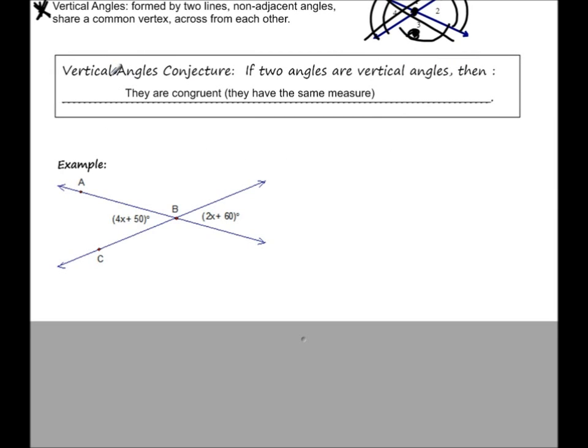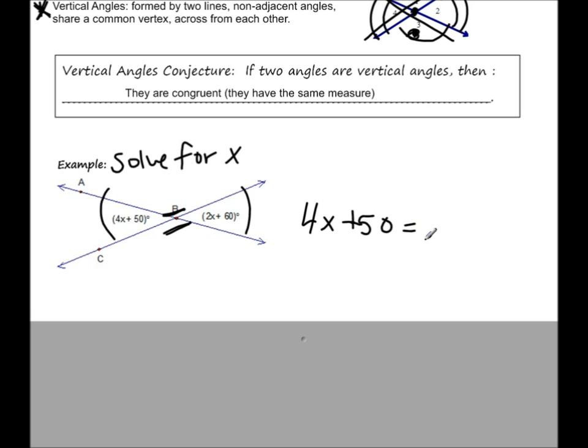Okay, so we're going to take the definition of vertical angles and the fact that they are congruent and apply that into a scenario. So we're going to solve for x on this example. So like I said, vertical angles are congruent. So we're going to take that and put it into algebra to solve for x. We're going to put an equal sign in between the two angles. So 4x plus 50 equals its vertical angle 2x plus 60.